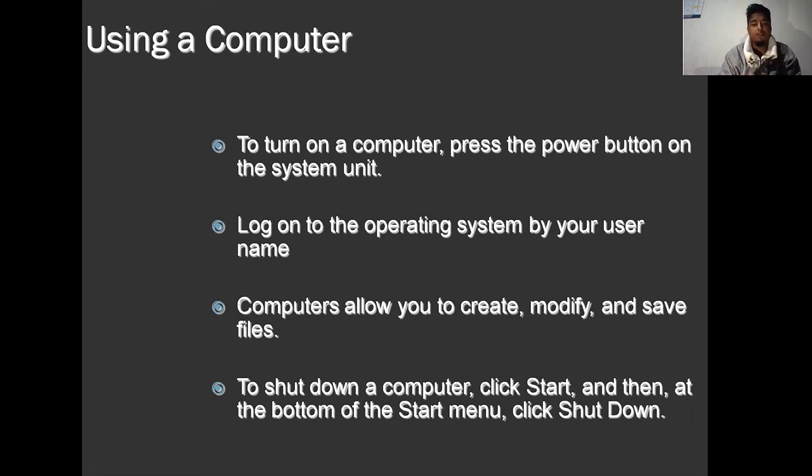Now we talk about how to use it. First, turn on the computer, press the button on the system unit. This might confuse you a little bit: what is the system unit? Basically, it's the CPU. Turn on the CPU. Then log on to the operating system with your username. This is when you set up a password, so you need to enter the password. What does a computer do? It allows you to create, modify and save your files, right? To shut down, you just press Alt F4, that's the easy way. Or you can click on the Windows button and search for shutdown, restart and sleep mode. So this is basically how to use it.